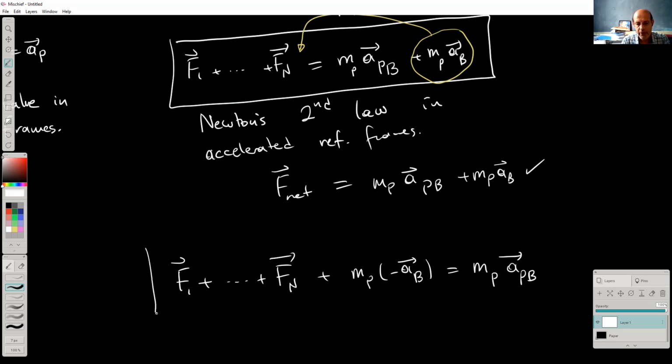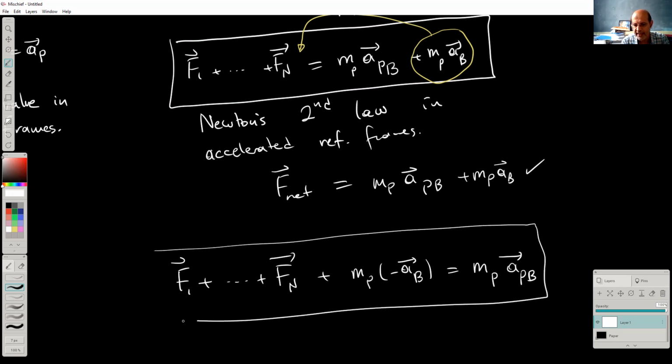In that form at least, let me box this and then I'm going to remove the box in a moment. If I count this as some kind of a force, but it's just an imagined force, then we have all of the physical forces in here, plus this imagined force. Together with this imaginary force, Newton's second law appears to be valid. It just appears to be; we're just fooling ourselves. That's the trick basically.